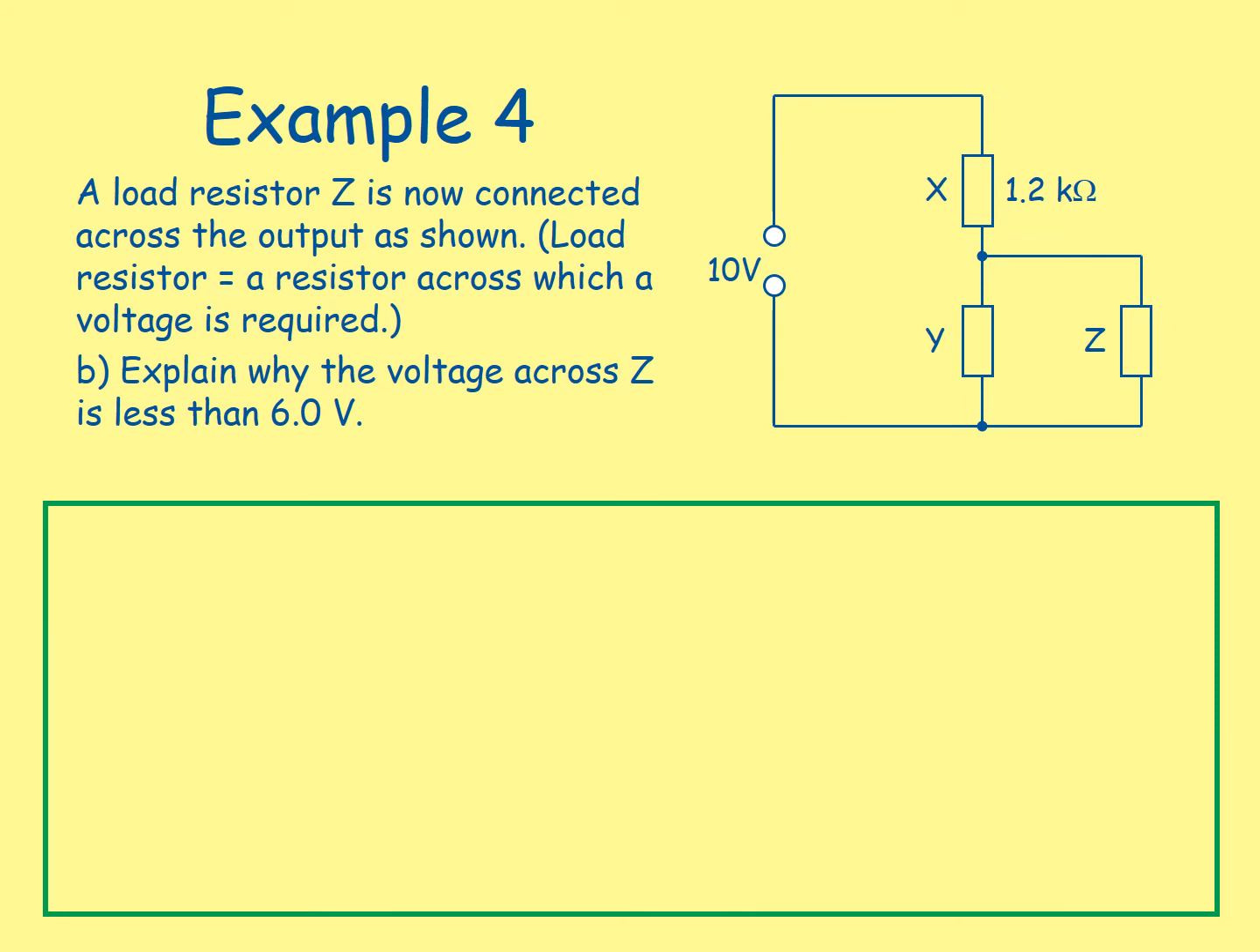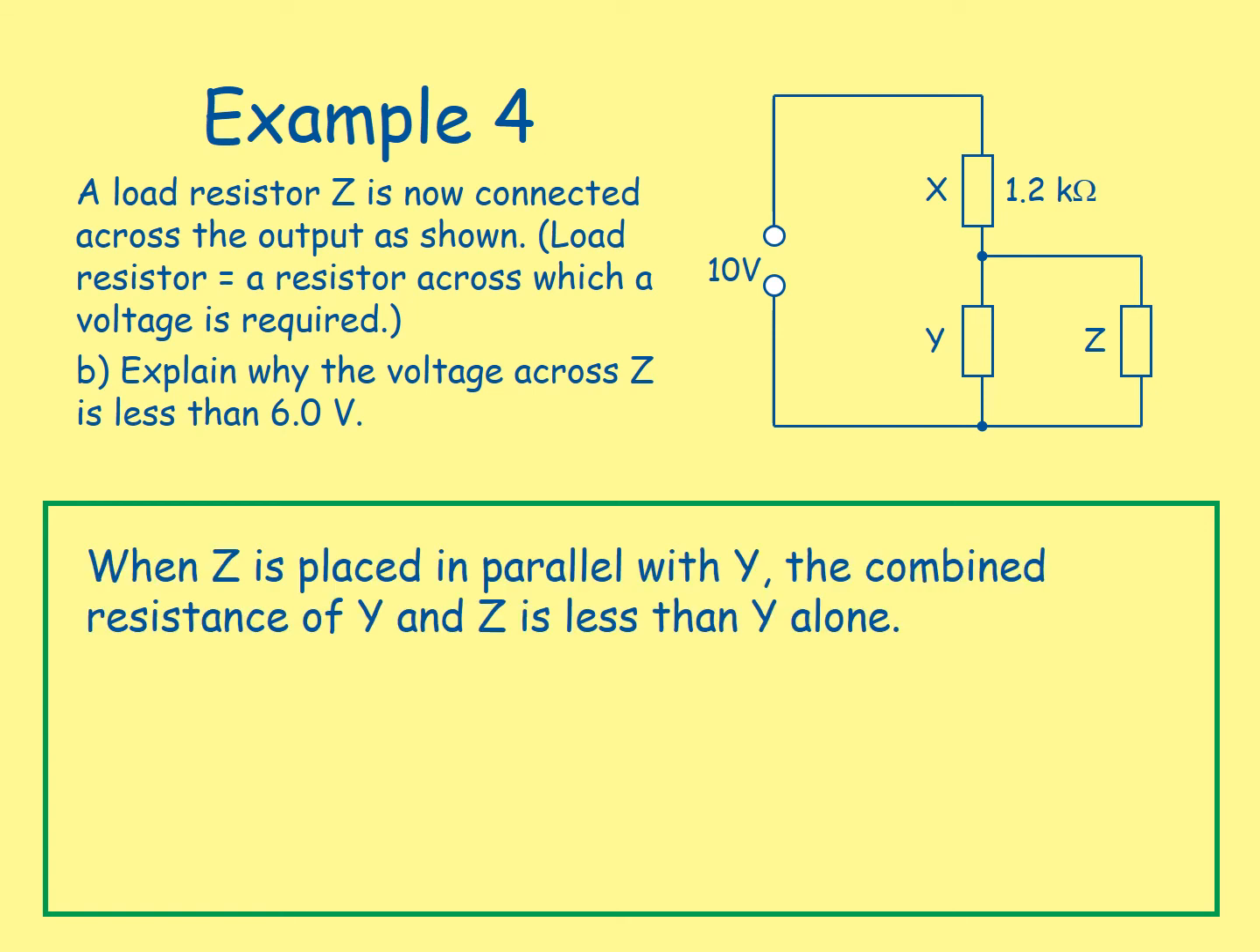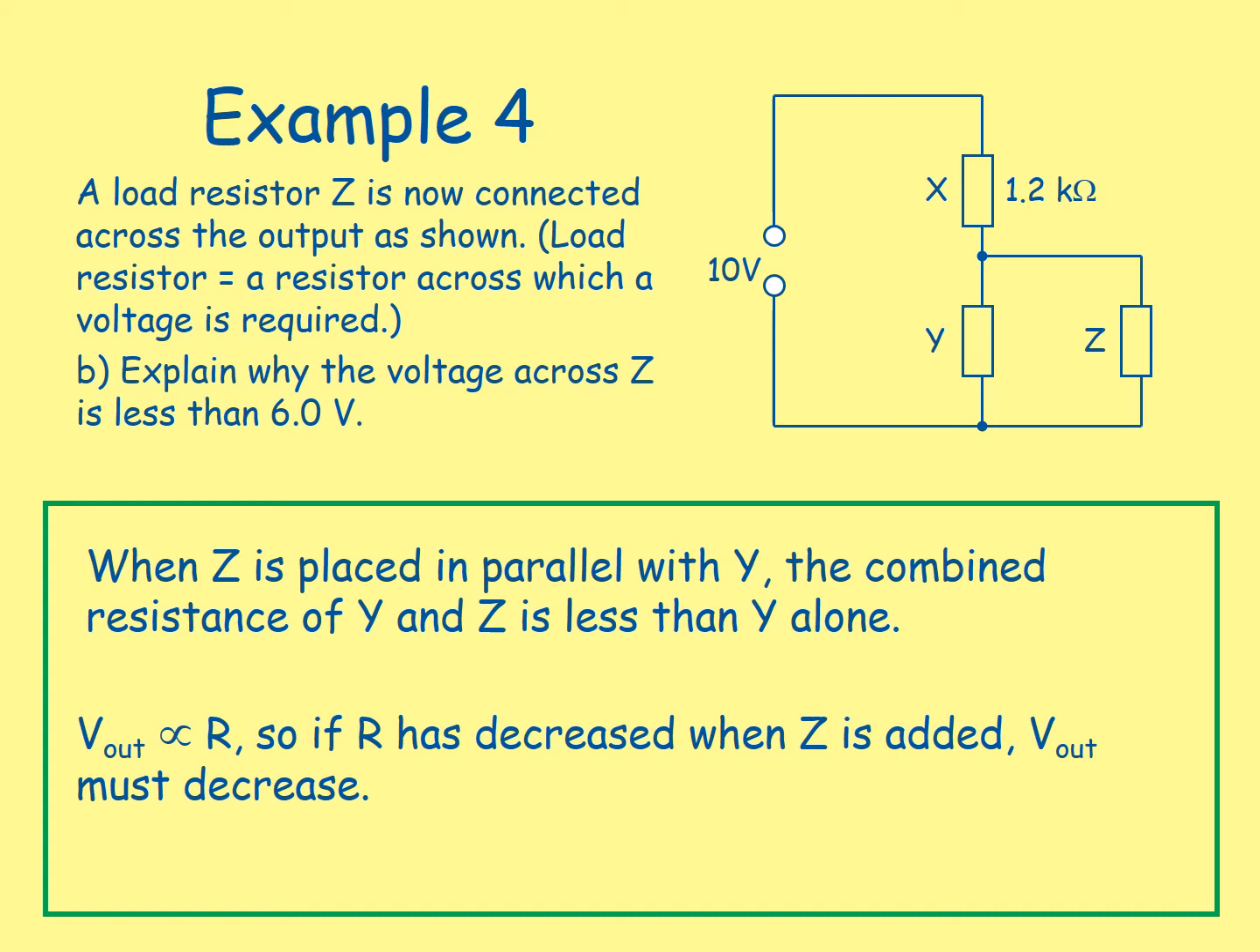A load resistor Z is now connected across the output as shown. A load resistor is a resistor across which a voltage is required. B. Explain why the voltage across Z is less than 6 volts. When Z is placed in parallel with Y, the combined resistance of Y and Z is less than Y alone. Our output voltage is proportional to the resistance, so if R has decreased when Z is added, our output voltage must decrease as well. Therefore, it's less than this 6 volts.